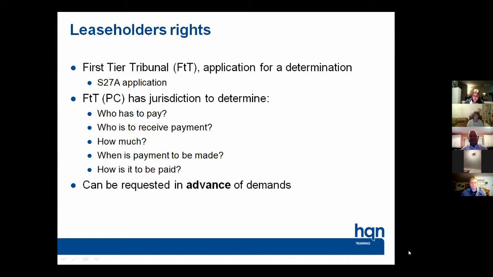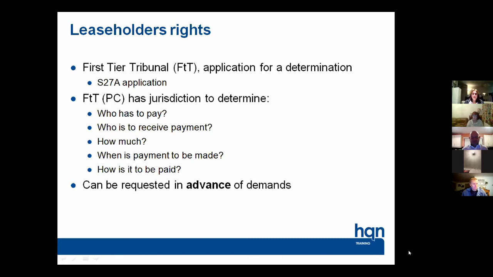tier tribunal, and you'll find that's contained within the notice of rights and obligations that you are sent with each demand for payment. And you can apply to the tribunal. Actually, Southampton can apply to the tribunal as well for a determination of the reasonableness, and that's what they're looking at, the reasonableness of the charge.